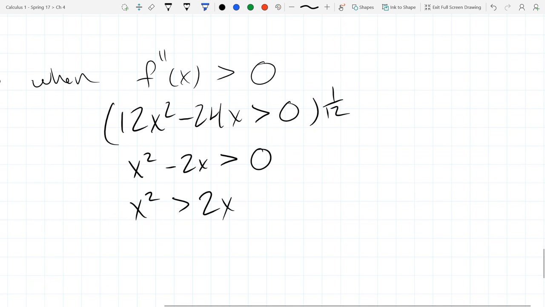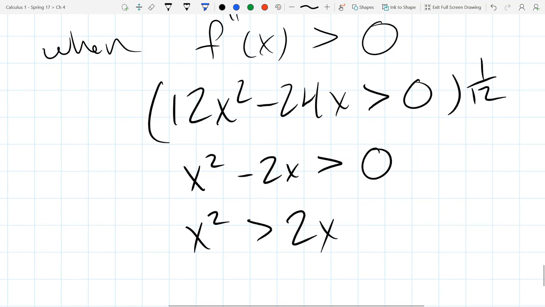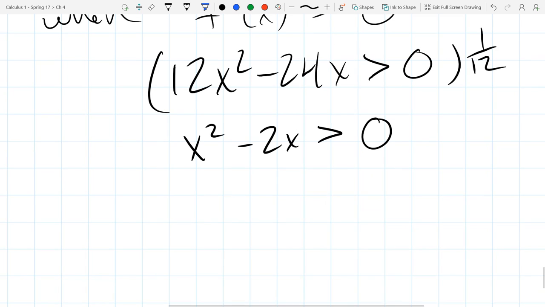This step is okay here. I haven't multiplied by anything that could be negative. I haven't multiplied by anything other than that 1/12. But I'm going to actually go back to the previous step. So how do we solve an inequality? We graph. So I'm going to graph this right here. This is an easy function to graph. We factor out an x pretty easily.